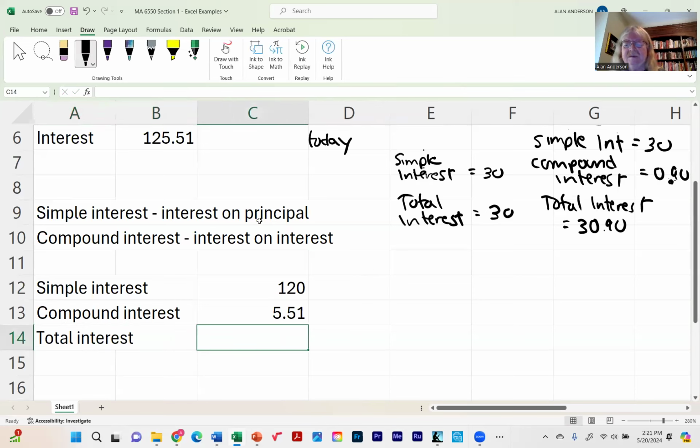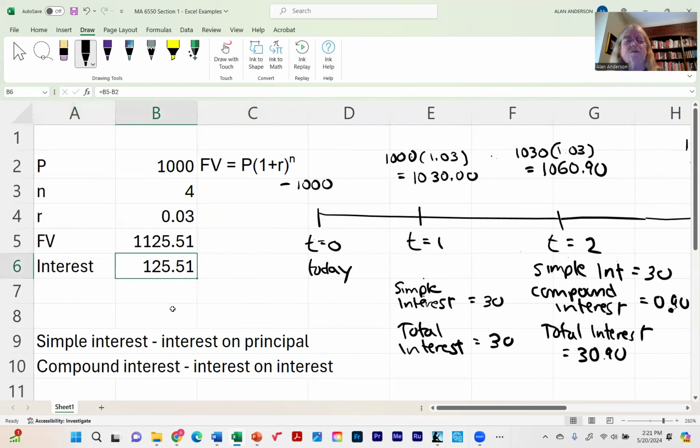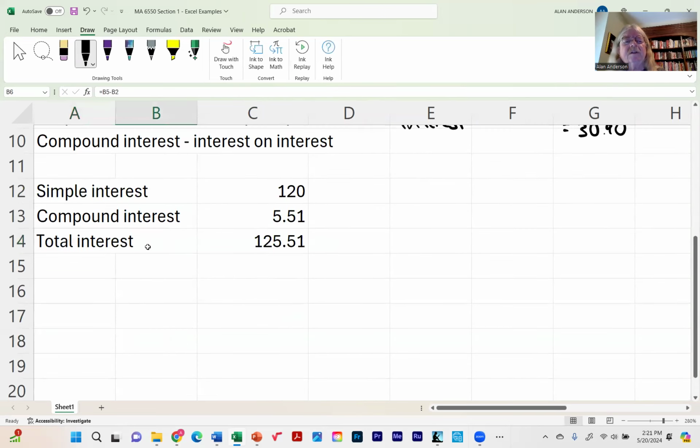oh, what do you know? They're the same as we predicted. Total interest 125.51. So now we not only have the total interest, but we have a breakdown between the simple and the compound interest.